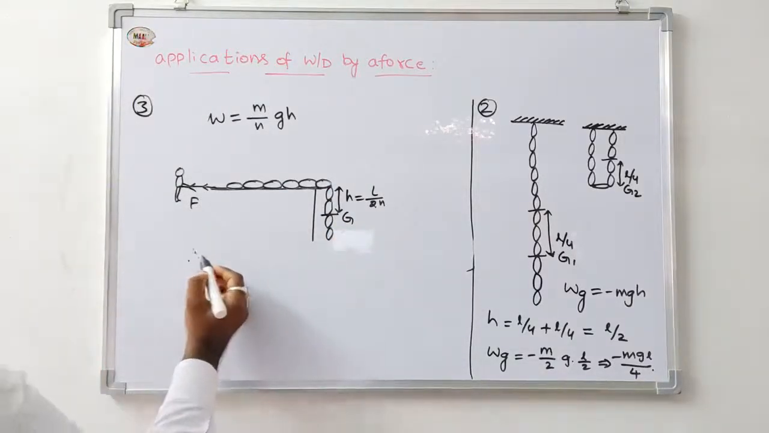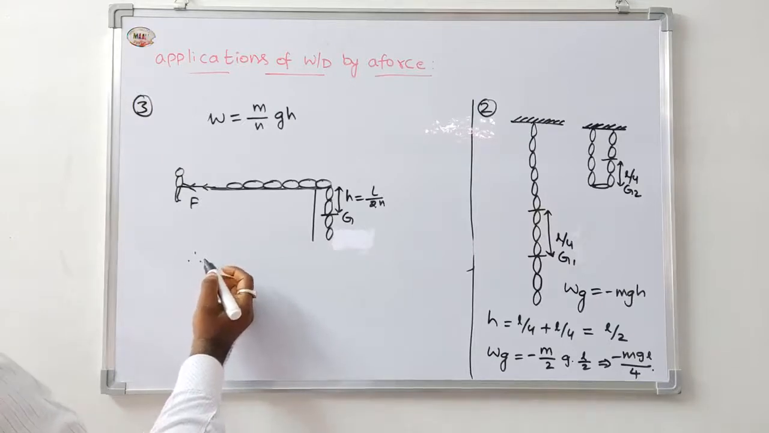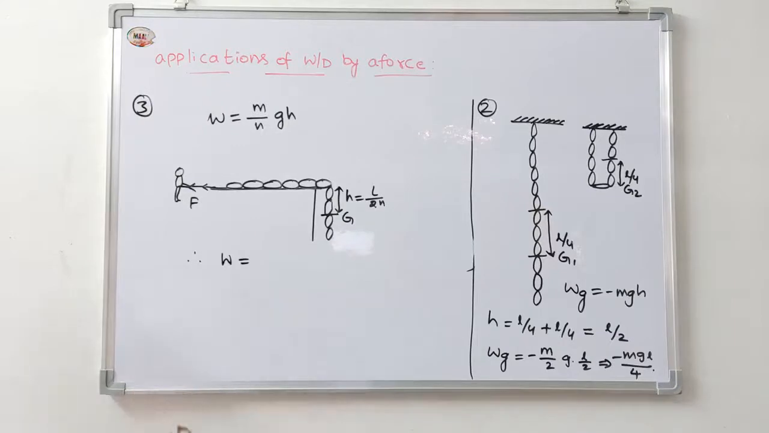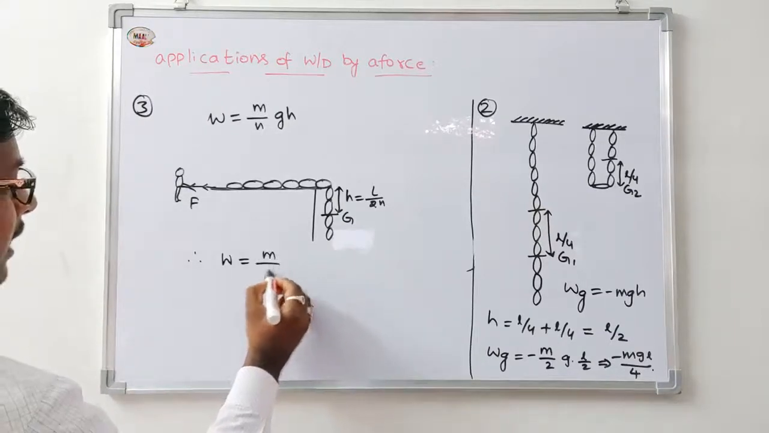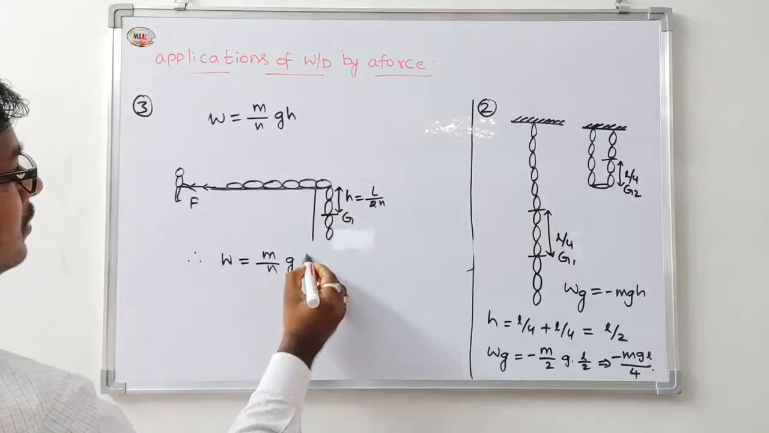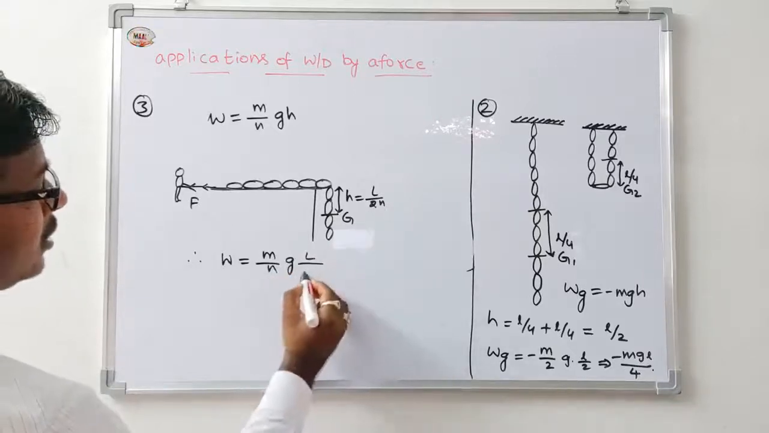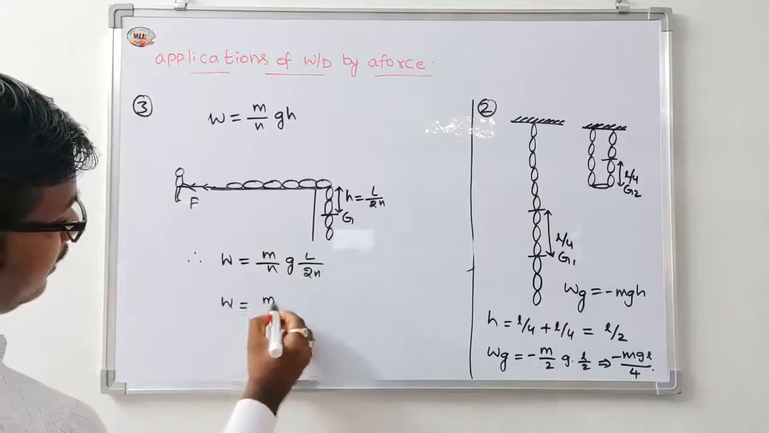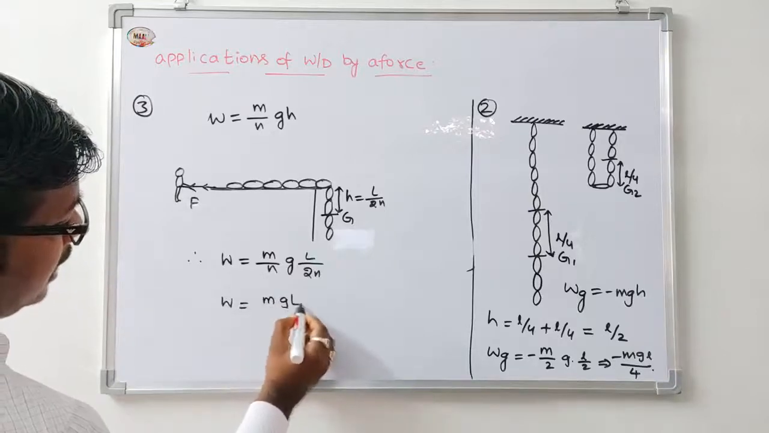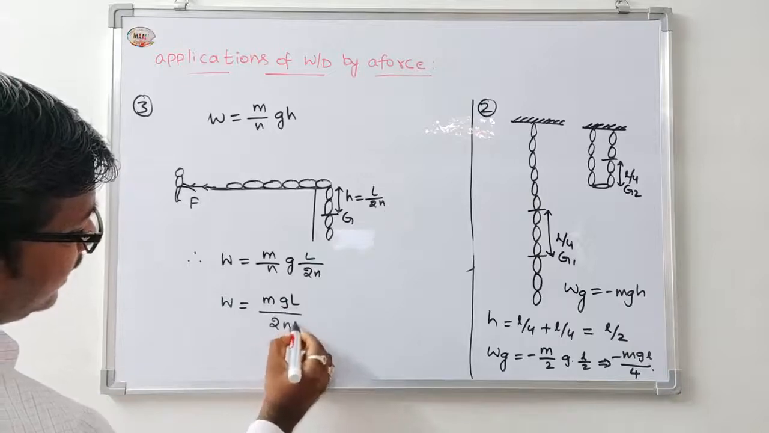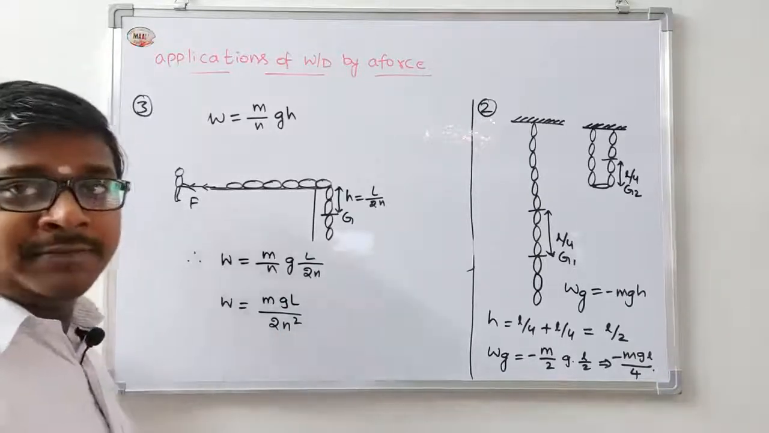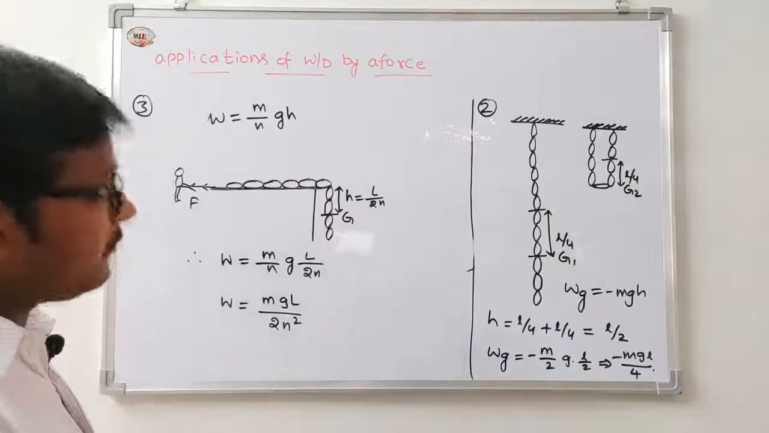Therefore, the work done W is equal to m by n into g into h, where h is L by 2n. Then W is equal to mgL by 2n square. This is the third application. Next, fourth application.